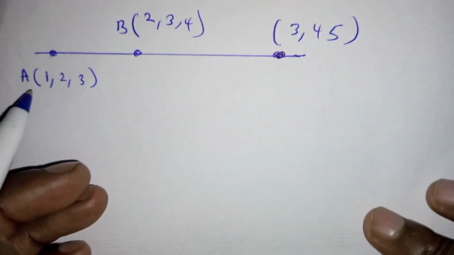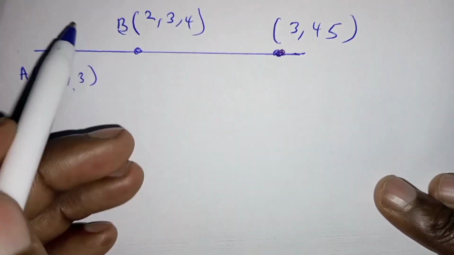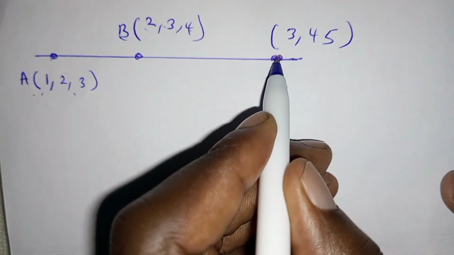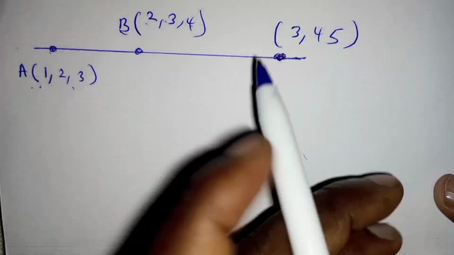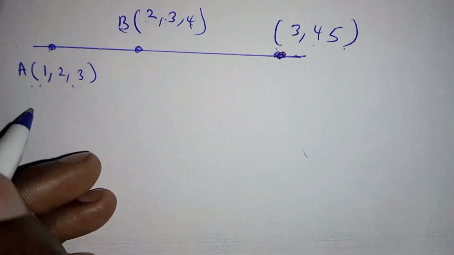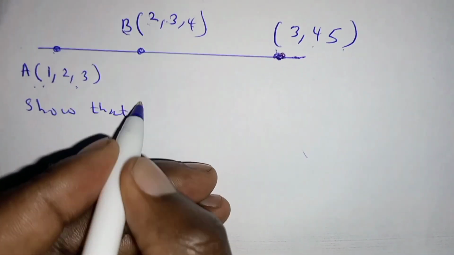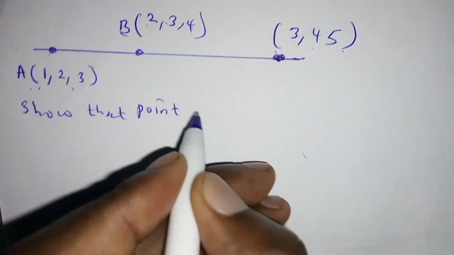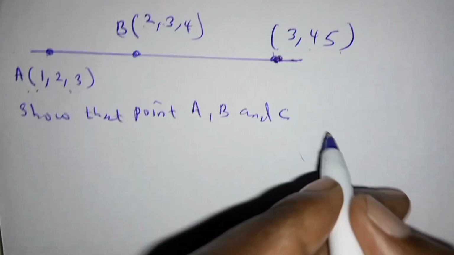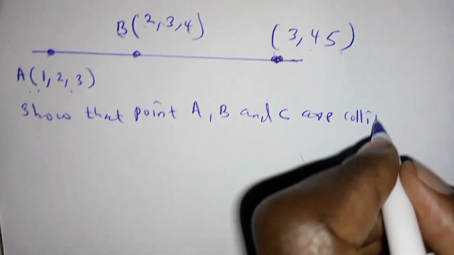Here you are given point A, whose components are 1, 2, 3, and point B, whose components are 2, 3, 4, and point C, whose components are 3, 4, and 5. Now, you are required to show that points A, B, and C are collinear.